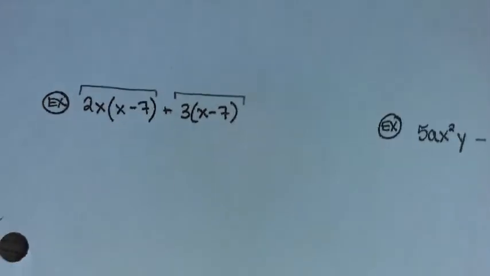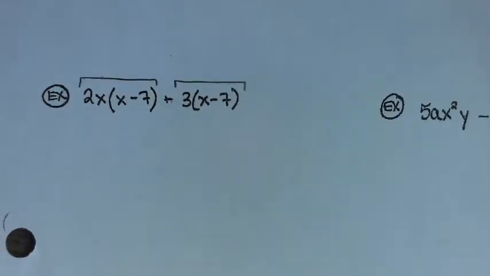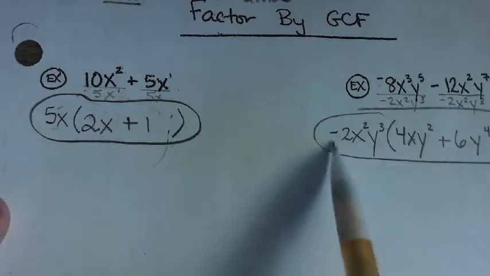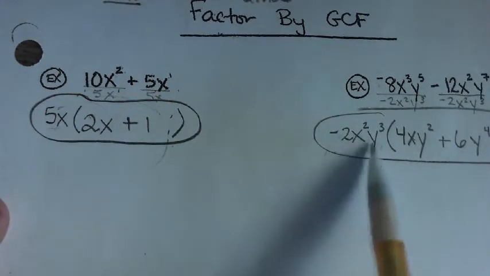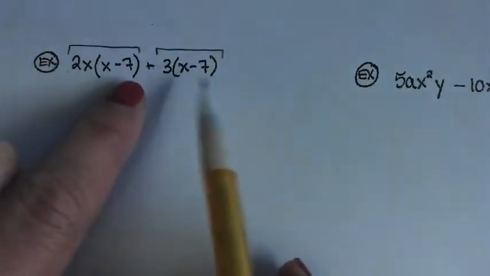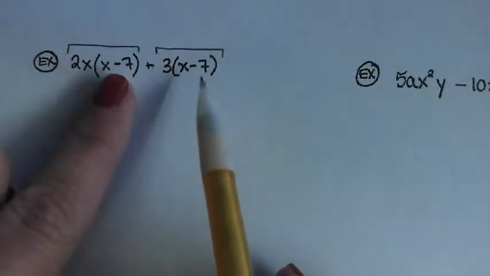What do they have in common? What do they both have? X minus 7. They both have an x minus 7. That's my GCF. So your GCF here was a monomial. Your GCF here was a monomial. It's a long monomial, but that's still 1 term. Your GCF here is actually this binomial. They both have this binomial in common.